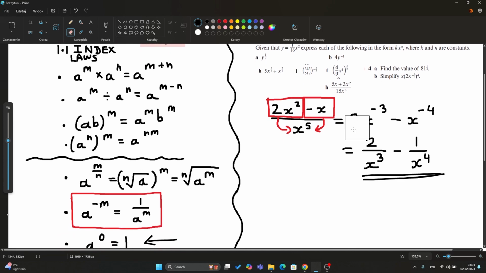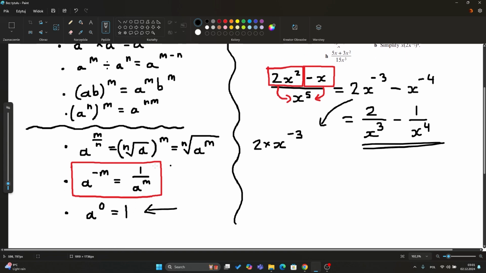because what's happening here is that 2 multiplied by x to the minus 3, using the following rule here, we see that this is 2 times 1 over x cubed, and this is 2 over x cubed. But for the second one, we got negative 1 times x to the minus 4, which is the same as saying minus 1 times 1 over x to the power 4, using the rule highlighted over here.